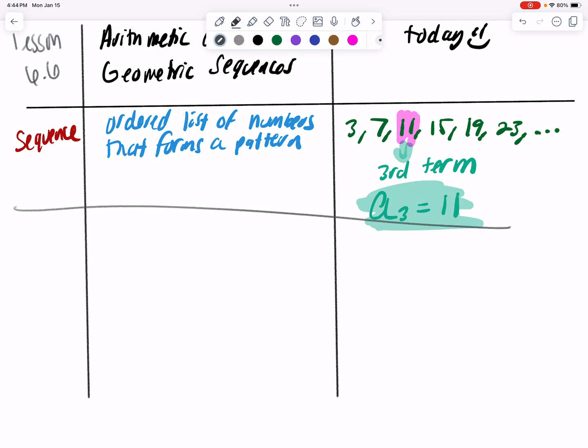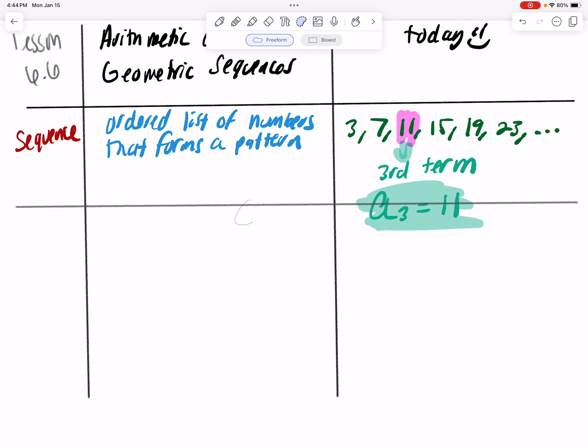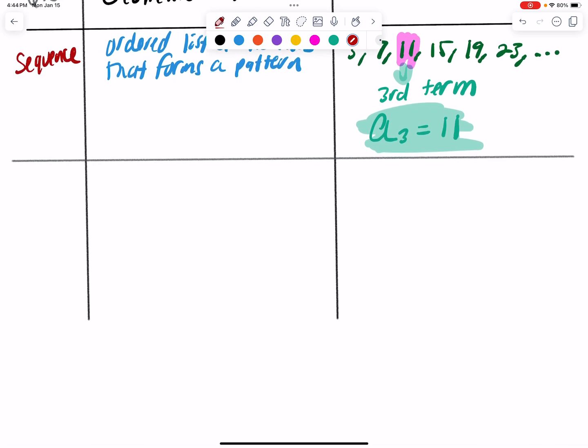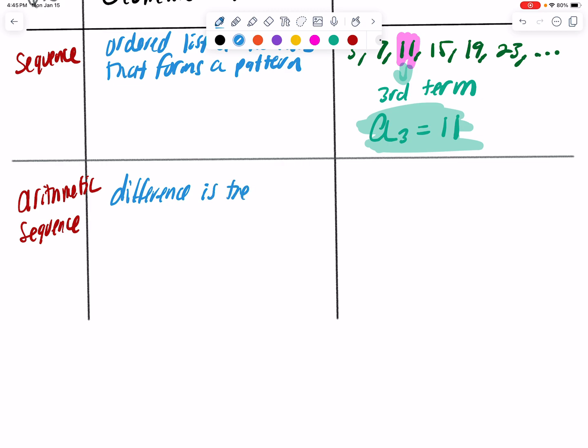All right, next one. The next vocab word is arithmetic sequence, or math sequence. An arithmetic sequence is a sequence where the difference between the consecutive terms is the same. This is add and subtract. Arithmetic means add and subtract.